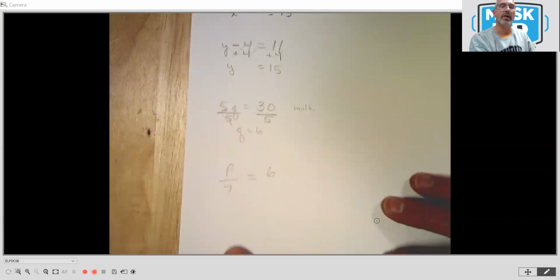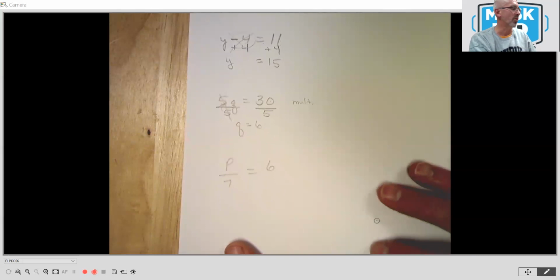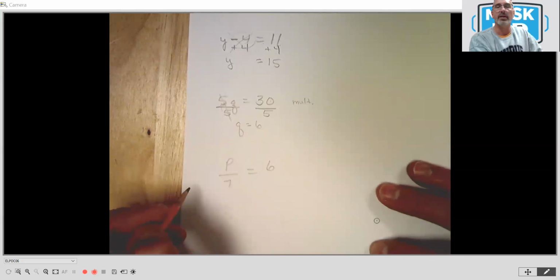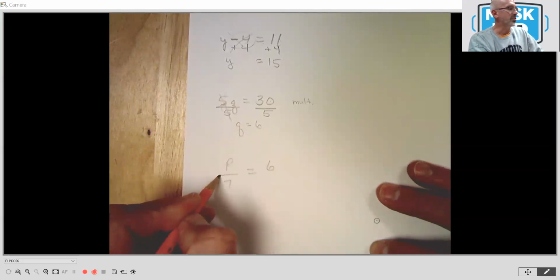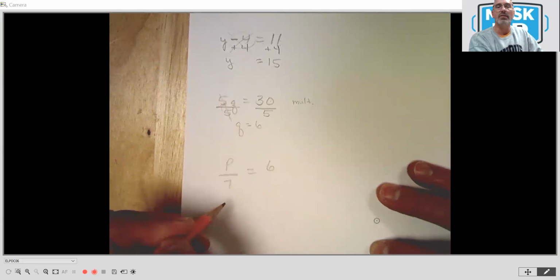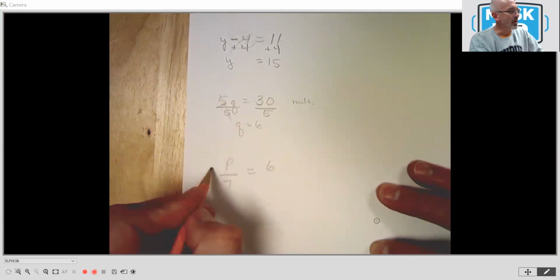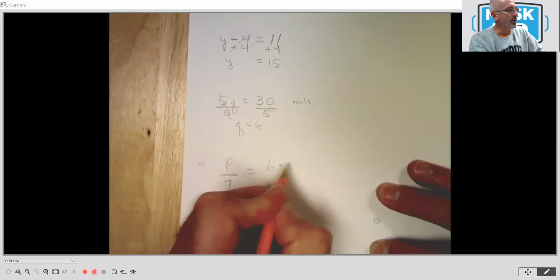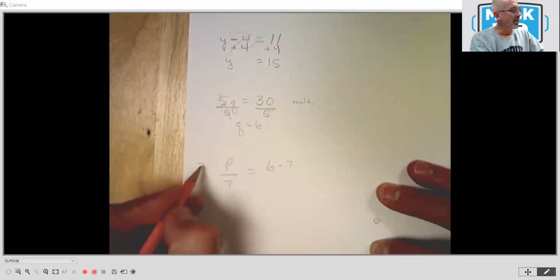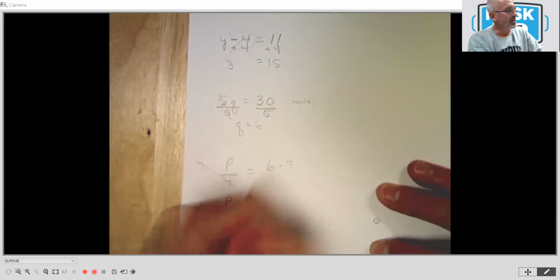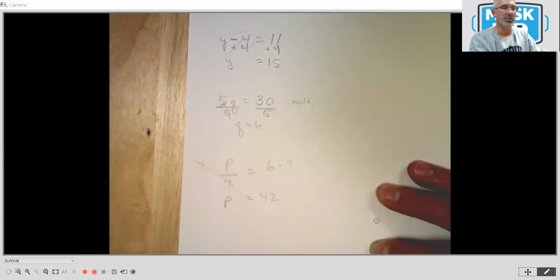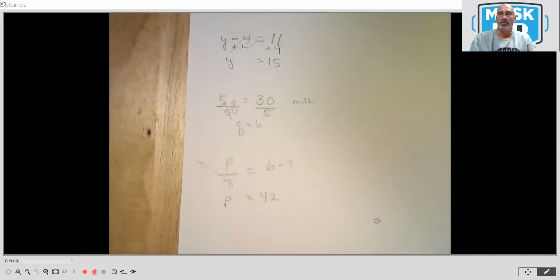And then finally, if we have a division problem, so our variable is divided by a constant, p divided by 7 equals 6. So what we are going to do, since this is a division, the inverse operation is multiplication. So we are going to multiply both sides by 7. These drop off, they divide out. So I'm left with p equals 42. And that is a review of one-step algebraic equations.